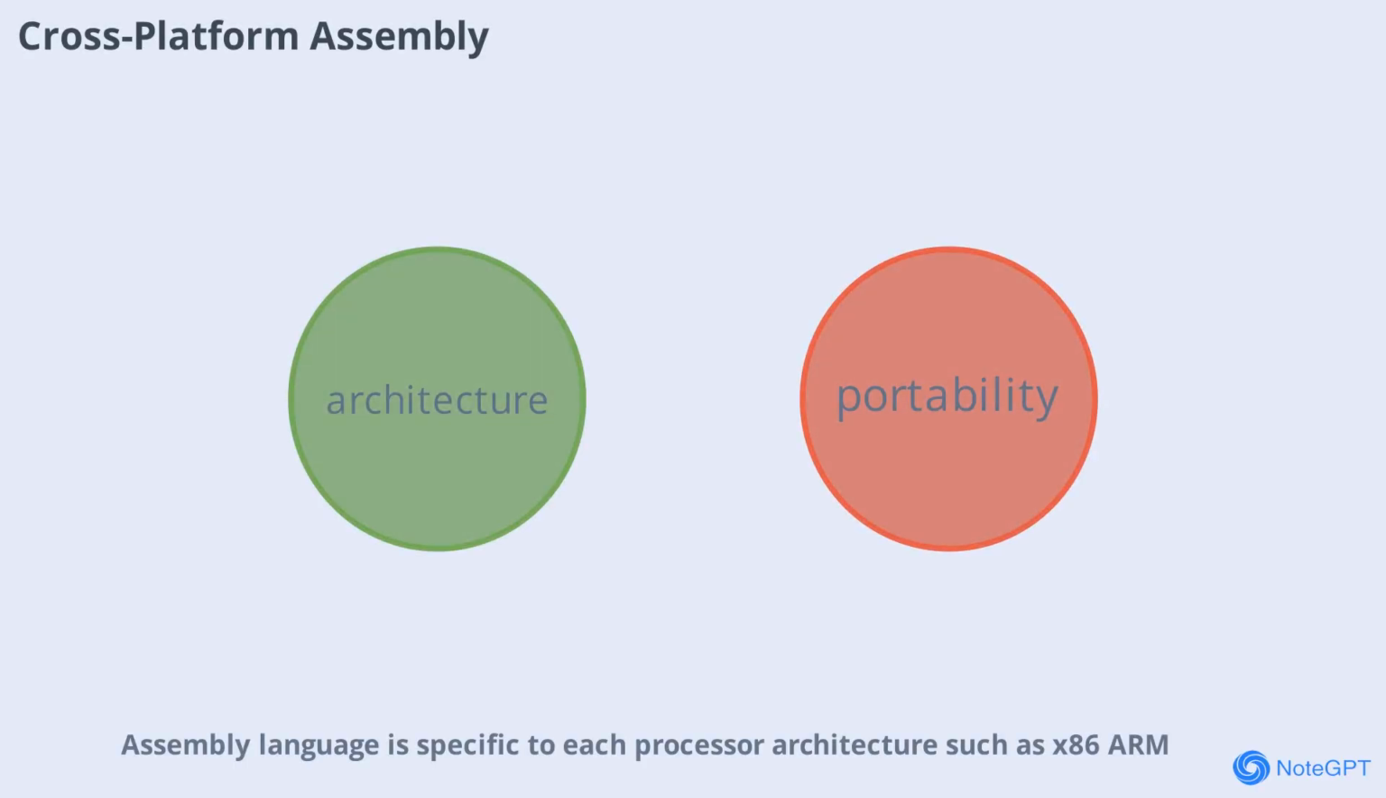Assembly language is specific to each processor architecture, such as x86, ARM, or MIPS. This means that assembly code written for one type of processor won't work on another without modification.